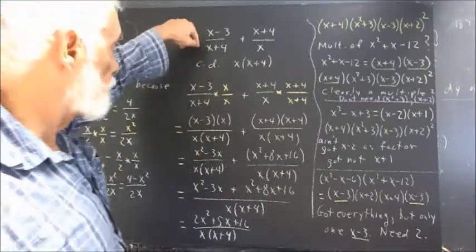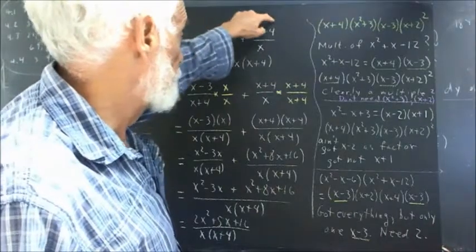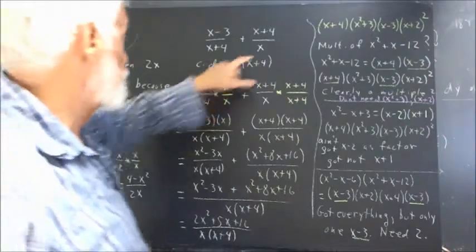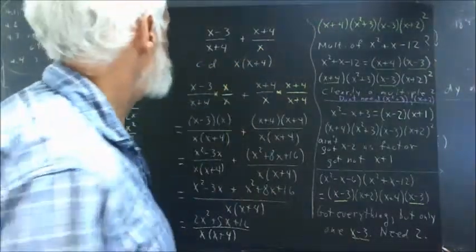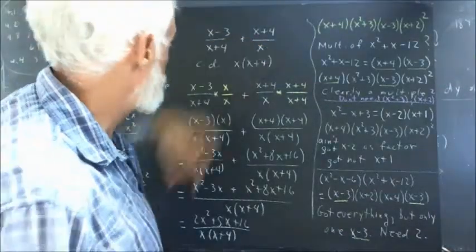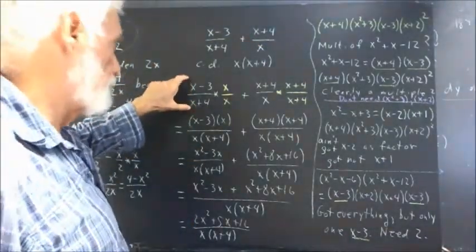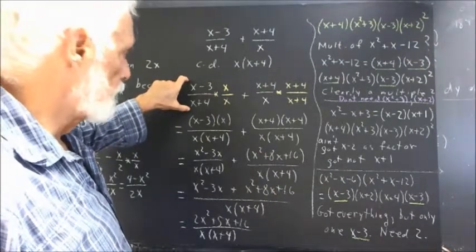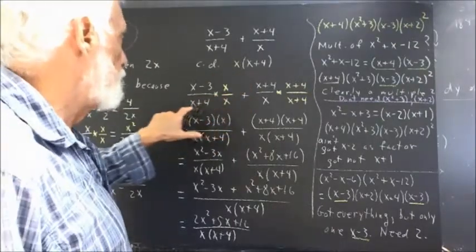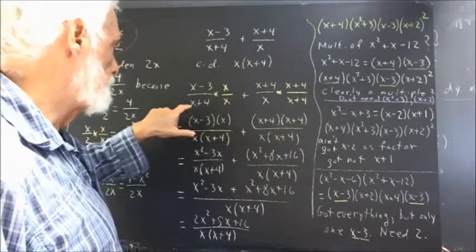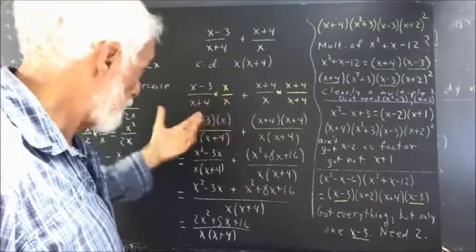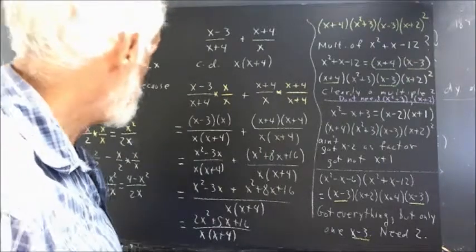Okay, what about x minus 3 over x plus 4 plus x plus 4 divided by x? Well, the common denominator is x times x plus 4. In order to express x minus 3 over x plus 4 with this denominator, we've got to multiply this term, x minus 3 over x plus 4, by whatever it takes to get this denominator. In this case, we have to multiply by x so that our denominator will be x plus 4 times x.